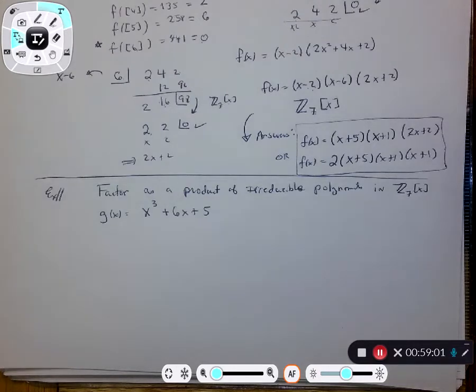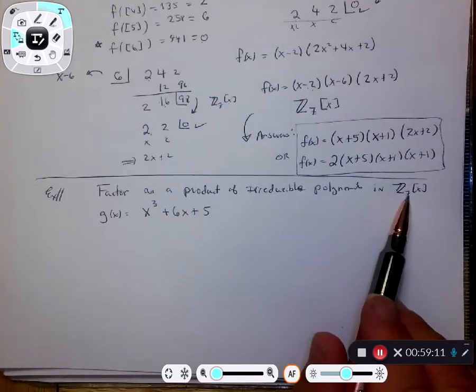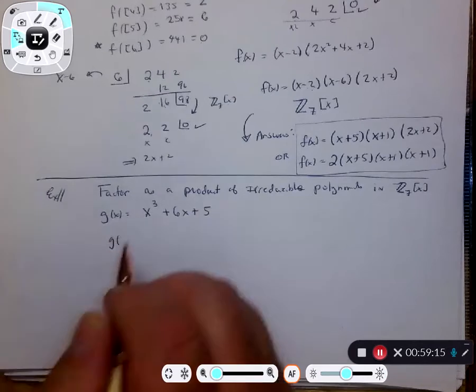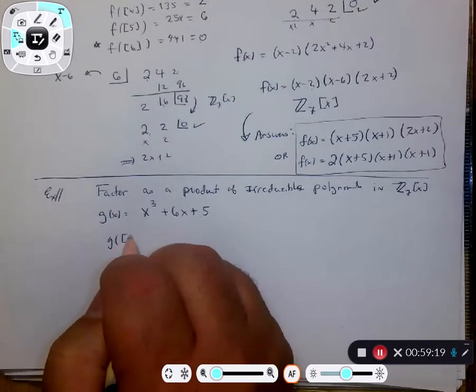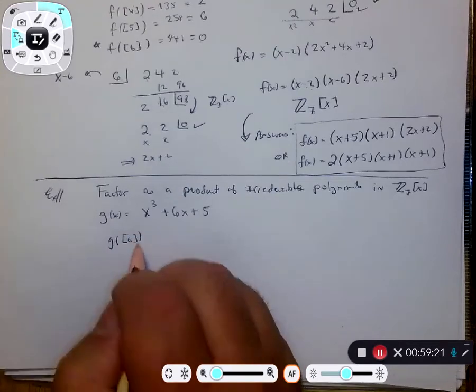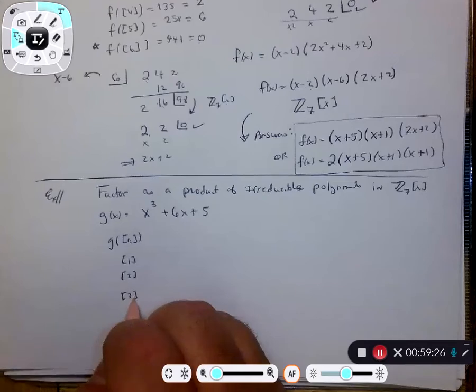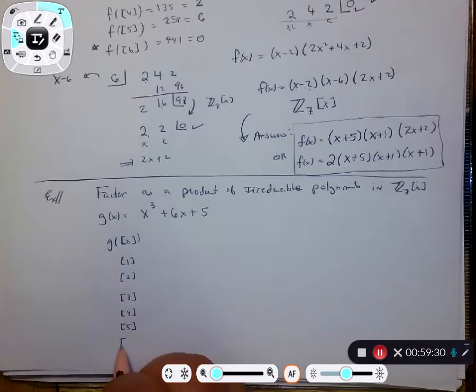So what I'm looking for is the ability to factor a polynomial as a product of irreducible polynomials. I first look at my field, which is Z7 adjoin x once again, and I'm going to test the zeros in terms of my congruence classes. The congruence classes in Z7 are 0, 1, 2, 3, 4, 5, and the last one is 6.